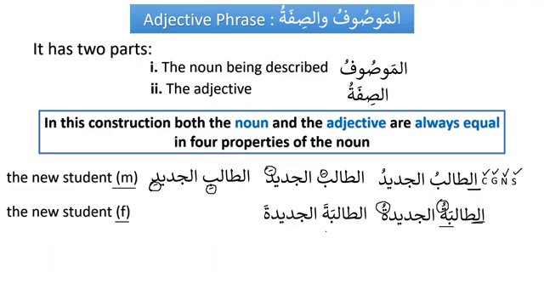When it is mansub, then the ending of both the noun and the adjective has to be the same. So it will be at-talibata al-jadidata. And when it is majroor, then the ending has to be the same. It will be at-talibati al-jadidati.